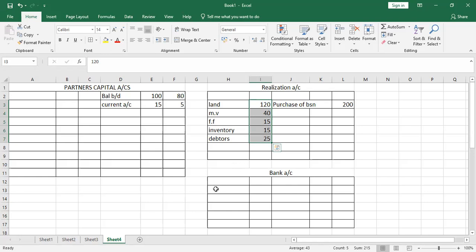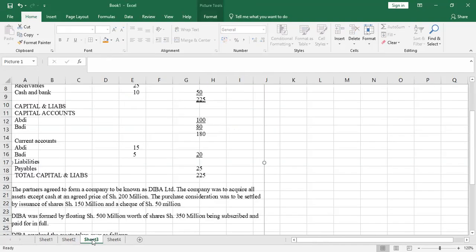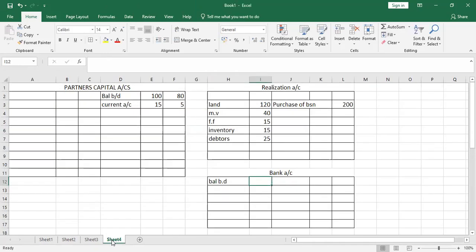Then in the bank account, we'll have our balance BD. In the bank account, look, our bank has a balance of 10 million. All right. Now, how do we account for these 200 million that we are given?